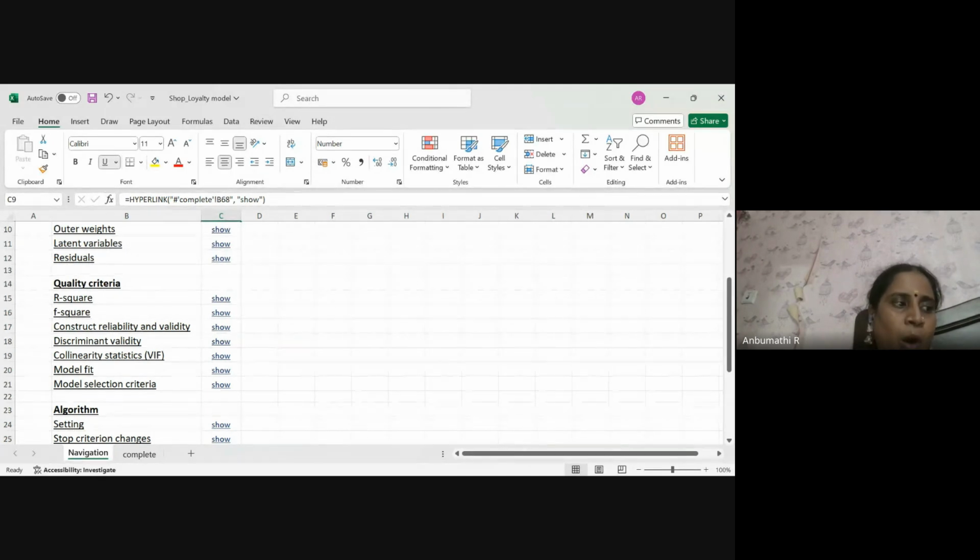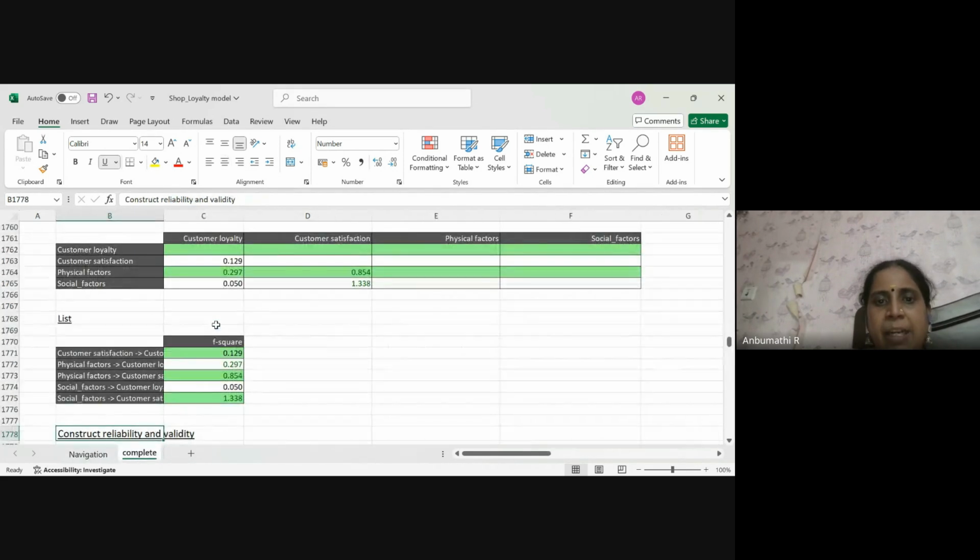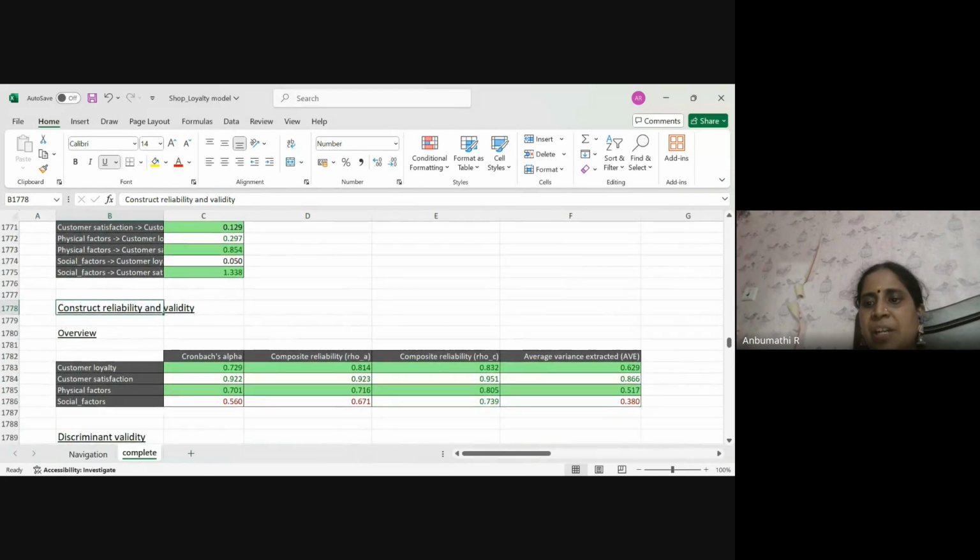When you come down, you can see the first value you need to see is factor loading. We have seen the factor loading. There are some factors which are less than 0.5. You can remove them now or later. The second thing you have to see is construct reliability and validity. It is under quality criteria. Click the show button. Construct reliability and validity, click show. You will get the construct reliability and validity here. Yes, you got it.